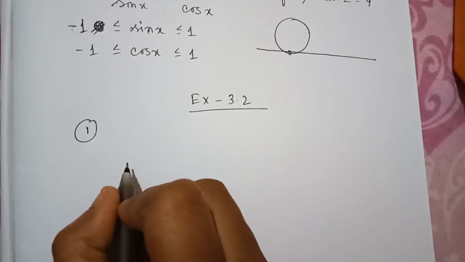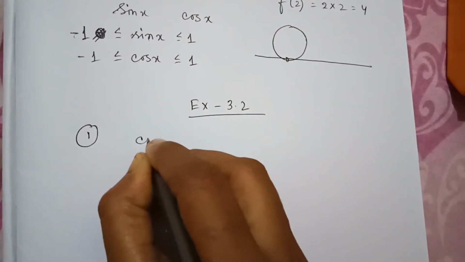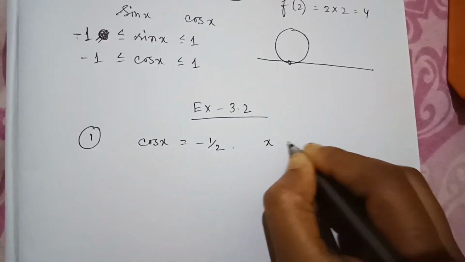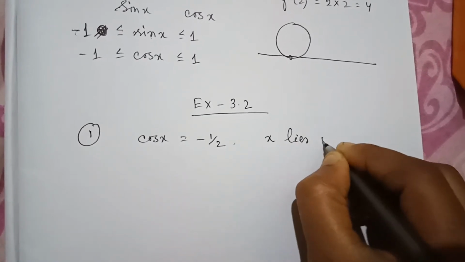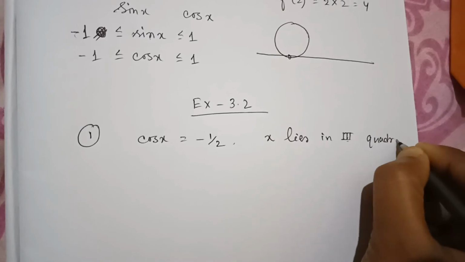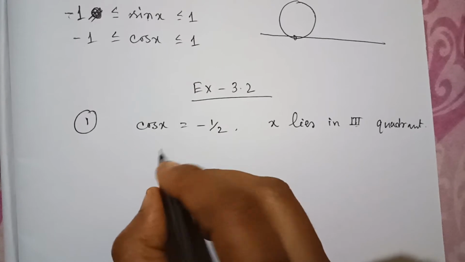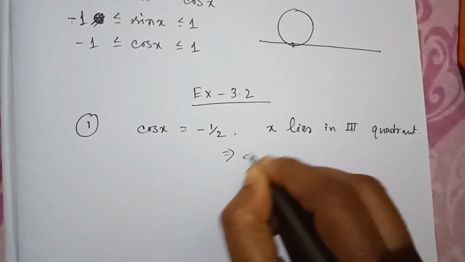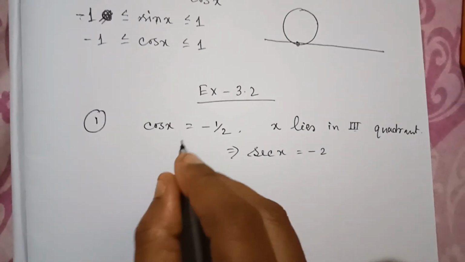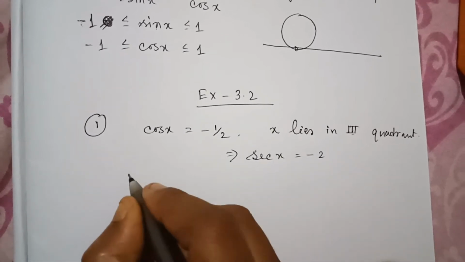The question is, find the values of the other 5 trigonometric functions. So cos x is given as minus half. x lies in the third quadrant. Okay, now cos x equals minus half. It means directly we can say that sec x equals minus 2, because it's the reciprocal of cos.